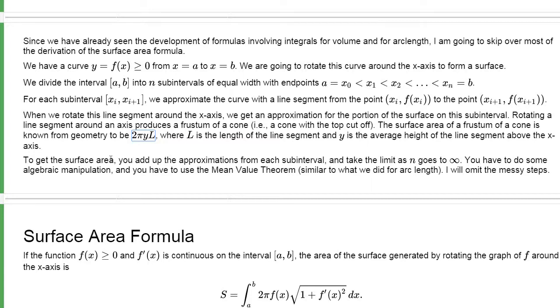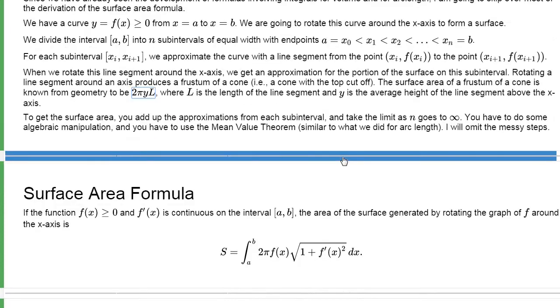Okay, so it's a cone, so it's sloping in. So the radius on the bottom of this piece of the cone is bigger than on the top as it slopes up. So you're going to take the average radius of the cone and then the length of this along the slant side. All right, so to get the surface area, you add up the approximations from each subinterval. You take the limit as n goes to infinity. You do some messy algebra. You have to do something with the mean value theorem, similar to what happened for arc length. I'm going to skip over that. You can read about it in your textbook if you really want to know. But it's similar kind of ideas that we've already seen.